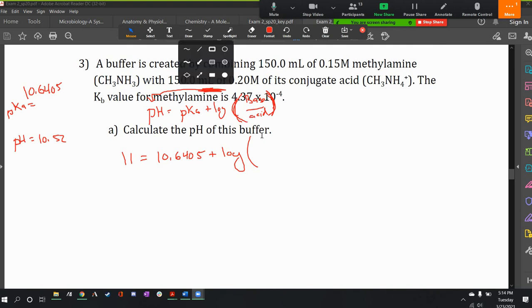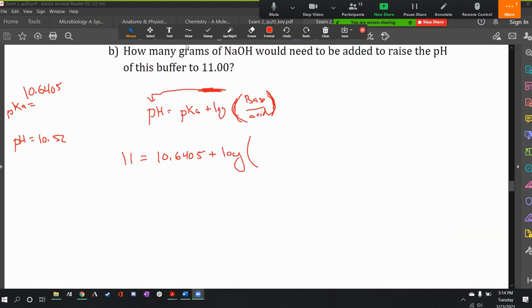Let's try with the molarity first. So 0.15, yeah, I think that'll work. So 0.15 over 0.2. Oh, I see why it'll matter. Okay, it's fine.